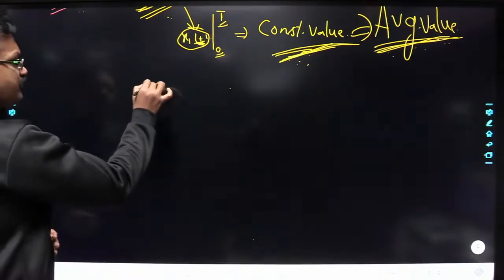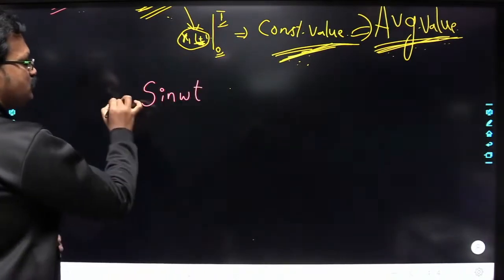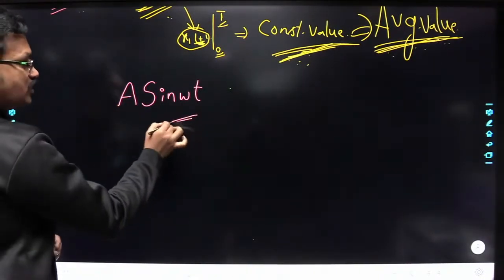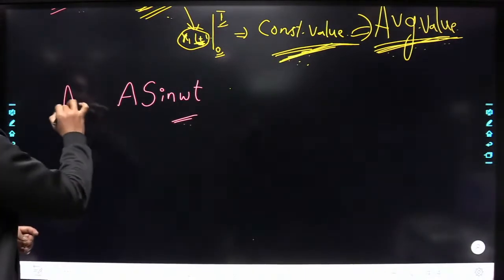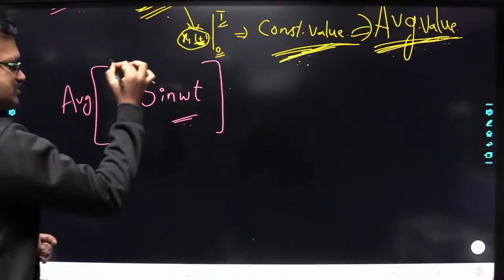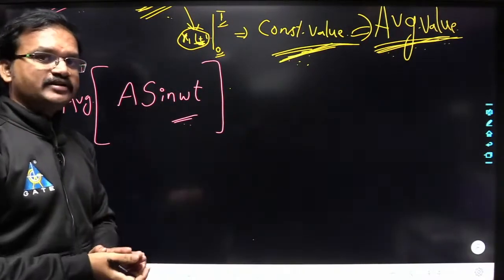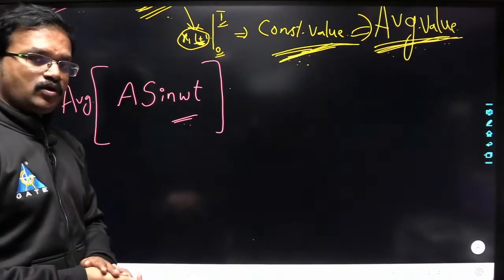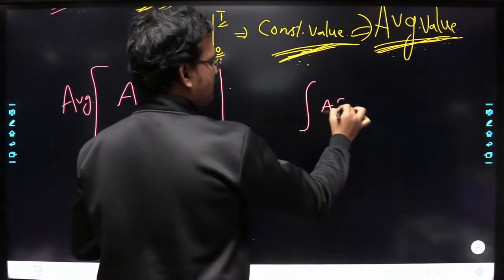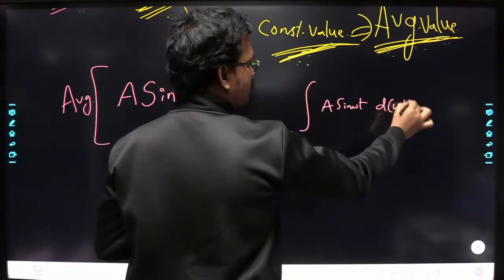Now if I consider a pure sinusoidal signal here, let us say A sin omega t, what is the average value of this pure sinusoidal signal over its total time period T? How to calculate it here? Take this function, A sin omega t. We have to integrate with respect to omega t.